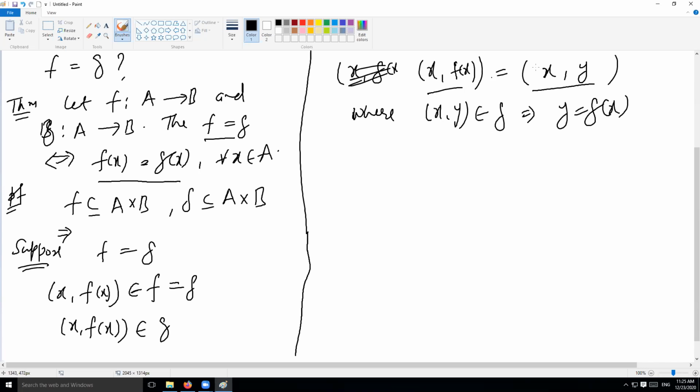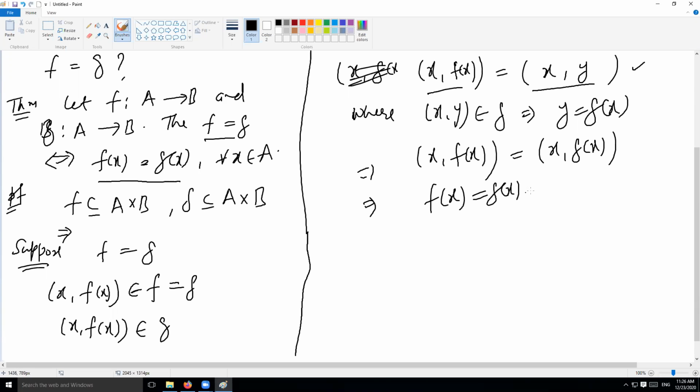So if y equals g of x, I can rewrite this expression again as x f of x is equal to x g of x. So if x f of x is the same as x g of x, then I can deduce that f of x must be equal to g of x. So what did I show? I showed that if two functions are equal, then their outputs are equal. Okay?